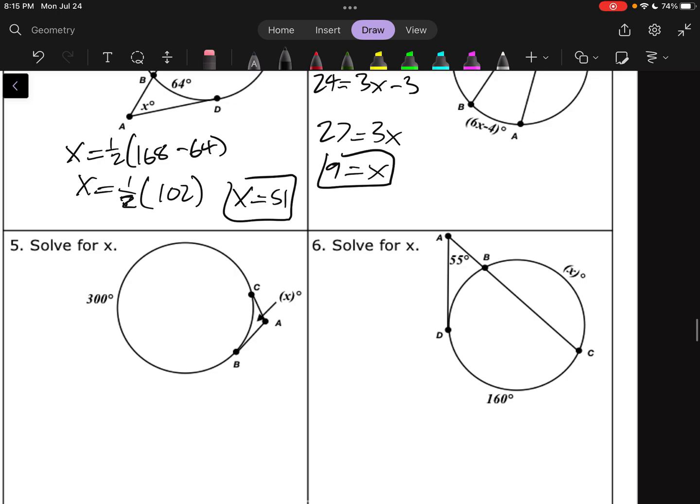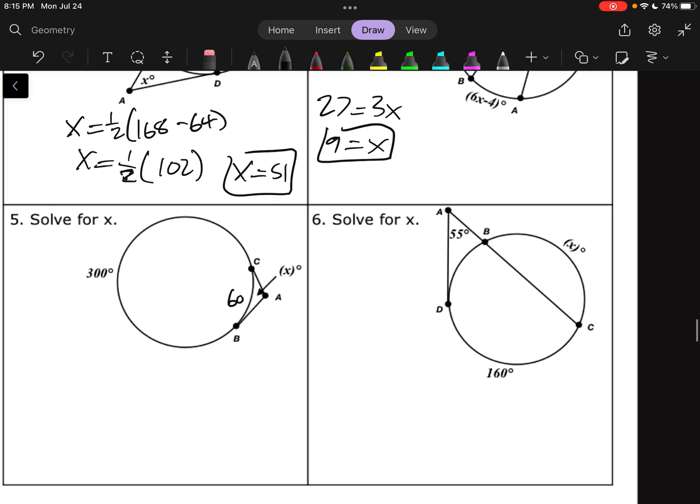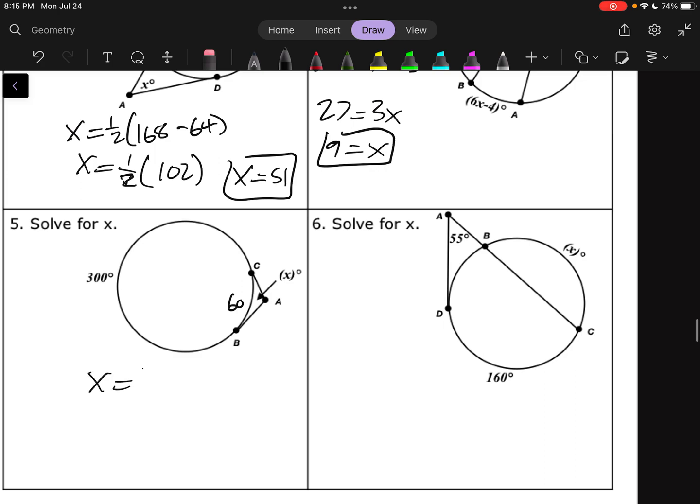For number 5, if the big arc's 300, the little arc is 60. Got to add it to be 360. And then we'll just do x is equal to 1/2 of 300 minus 60. So that'd be x is 1/2 of 240. So x is 120.